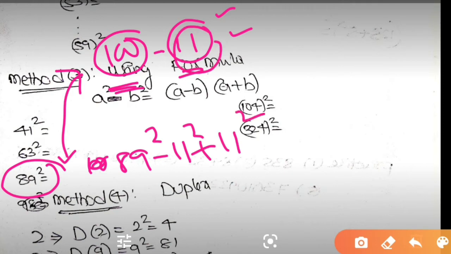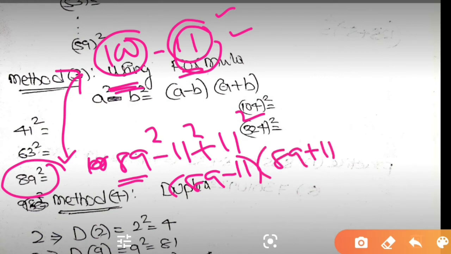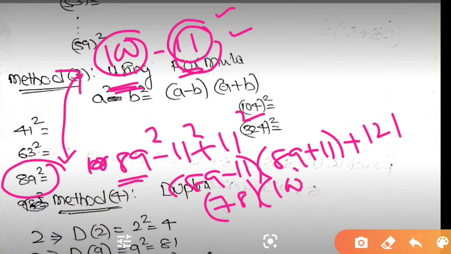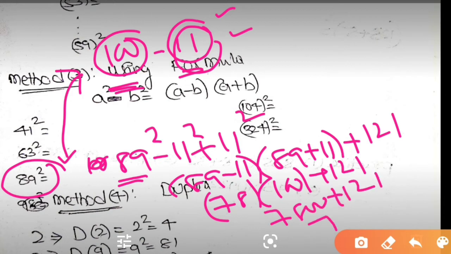So here 89 square minus 11 square, a square minus b square. What is the formula? a minus b into a plus b. That means 89 minus 11 into 89 plus 11, plus 11 square, which is 121. 89 minus 11 is 78, and this is 100, plus 121. So finally we get 7800 plus 121. By adding these numbers we will get 7921 as our answer.